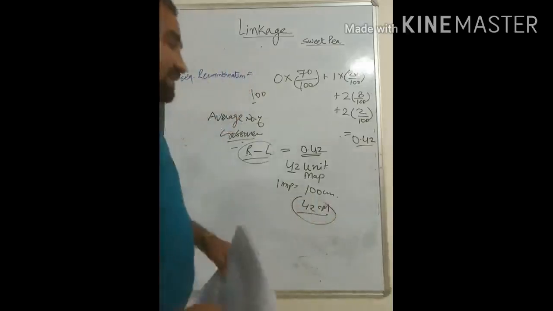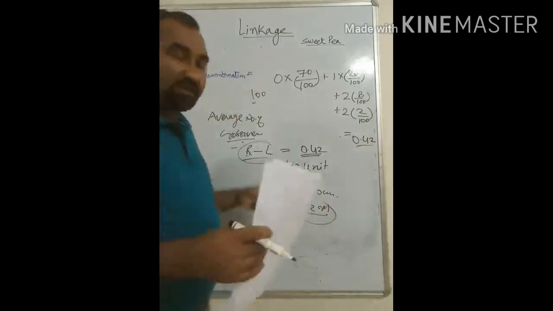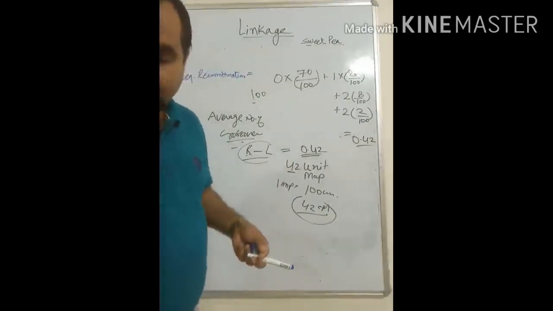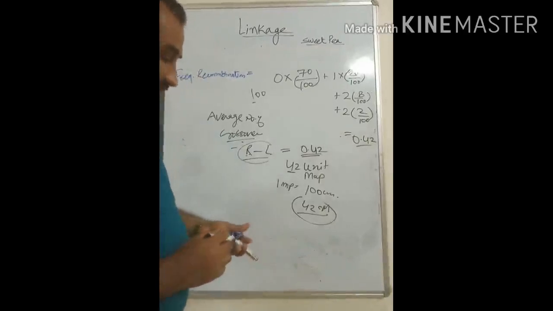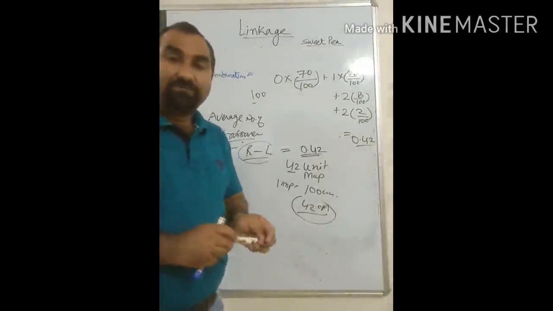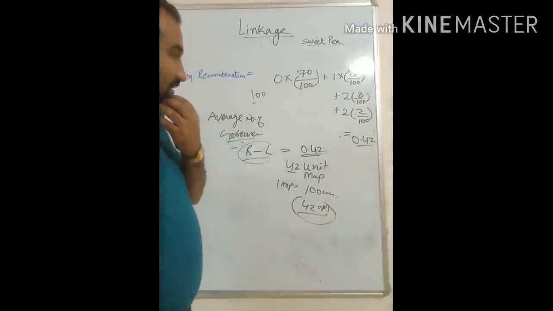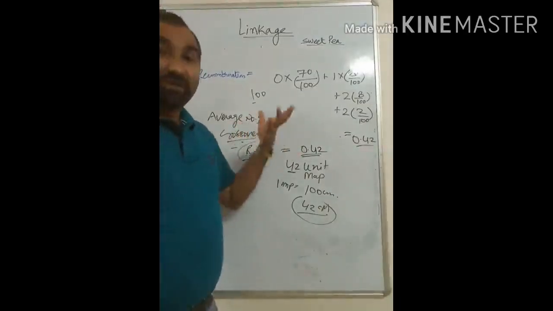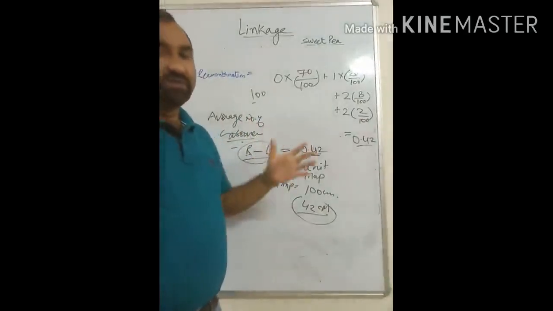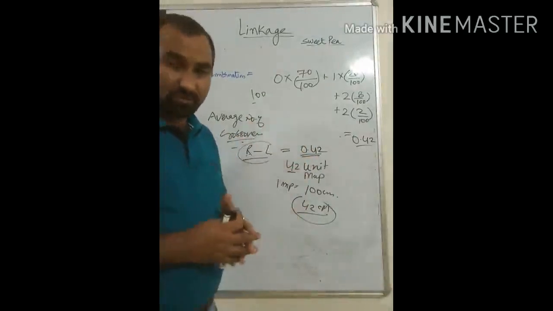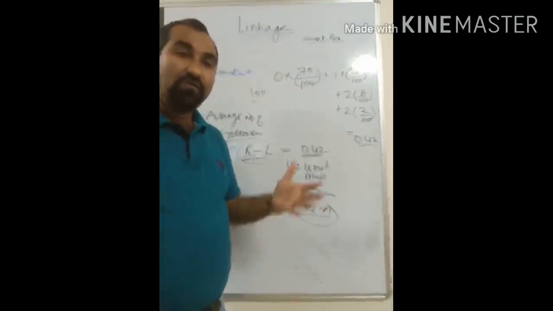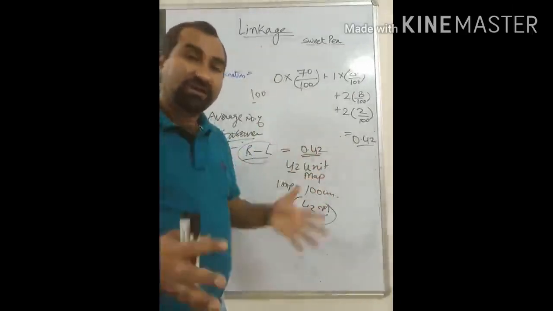So on the basis of this, the distance between both the genes is calculated, and at last we can say that if the frequency of recombinants is less than 50%, it means both the genes are present on the same chromosome, and the maximum frequency of recombination is 50% when both the genes are present on different chromosomes.